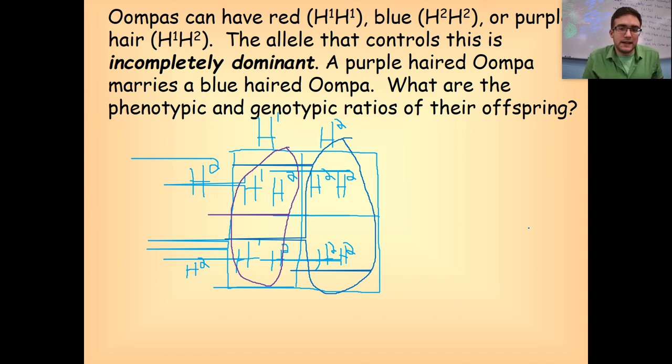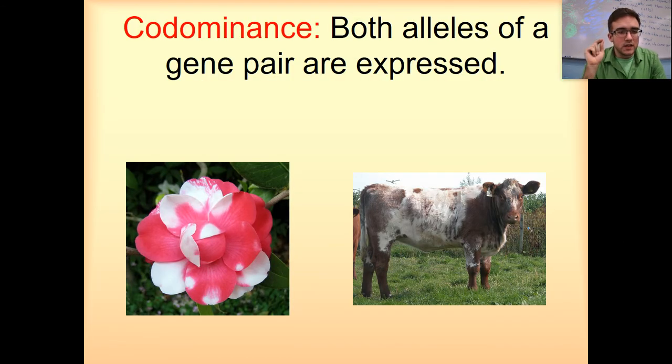So that's incomplete dominance. Now we also have codominance, which is similar but different. In codominance, both alleles are expressed. So before in incomplete dominance, we couldn't see either trait, right? Like with red and white flower petals, we saw pink, so we didn't see the red or the white. But in here, the red and white flower, we see clearly both red and white. So both are clearly expressed. We see both alleles there.